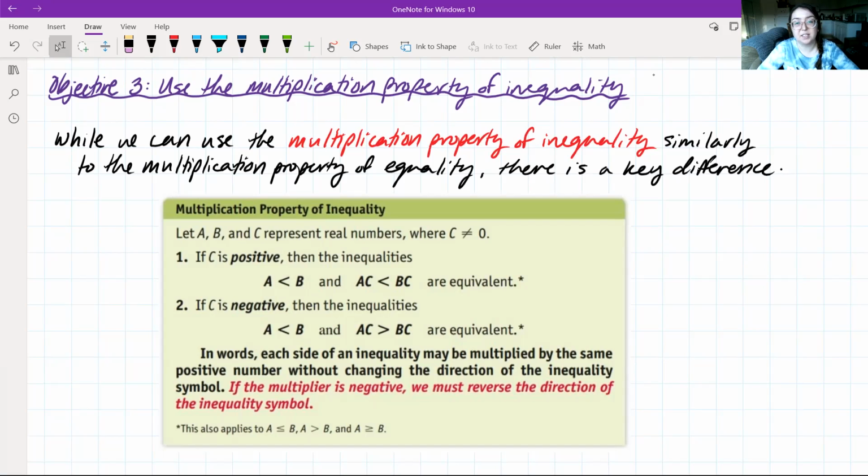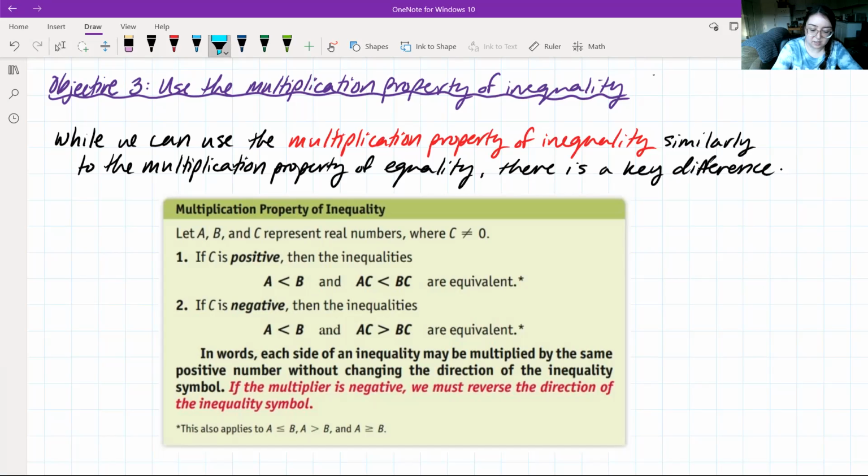But if c is negative, or if you're multiplying a negative number to each side, if you have that a is less than b, then a times c is now going to be greater than b times c. And so we have that a times c is greater than b times c is now equivalent. So when we multiply by a negative number, we're going to see our sign flip, or it has to flip. So you have to include that sign flip if you multiply by negative numbers. So in words, each side of an inequality may be multiplied by the same positive number without changing the direction of your inequality symbol. If the multiplier is negative, we must reverse the direction of the inequality symbol.